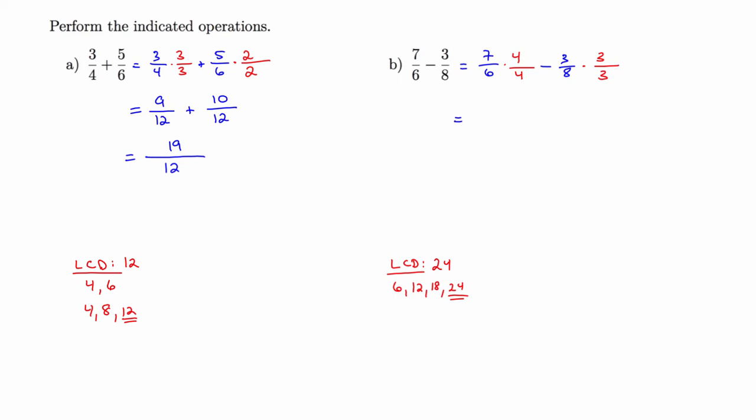Simplifying the multiplication, 7/6 times 4/4. 7 times 4 in the numerator is 28, 6 times 4 in the denominator is 24. In the second fraction, 3/8 times 3/3. 3 times 3 up in the numerator is 9, and 8 times 3 is 24 in the denominator. Now that we have two fractions with the same denominator, I know that common denominator of 24 carries to the answer, and 28 minus 9 gives us 19. So we have a final answer of 19/24.